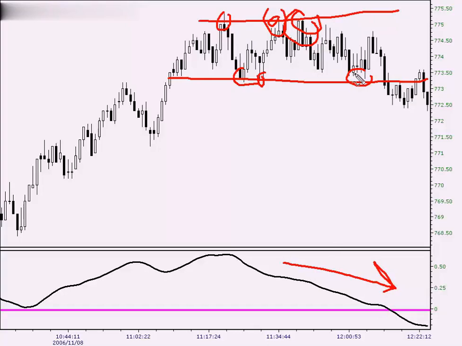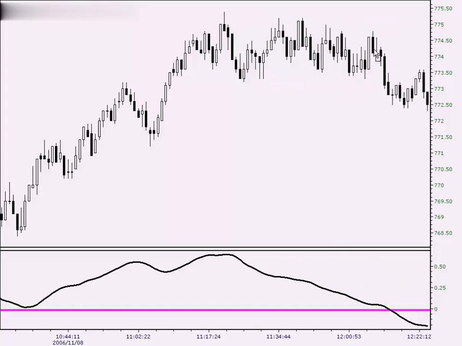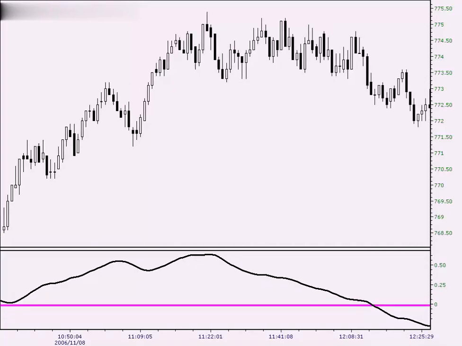So if you're going to trade the channel, you really just want to trade the tops. You want to short off the top. You don't want to buy off of the bottom. And then if you're going to look for the breakout, you're going to look for it to the downside, not the upside.